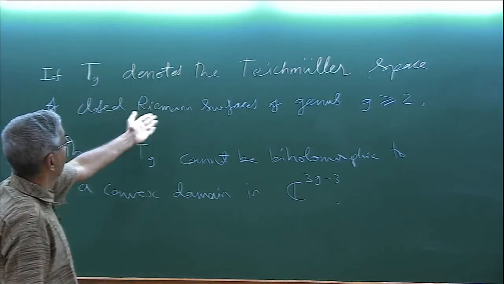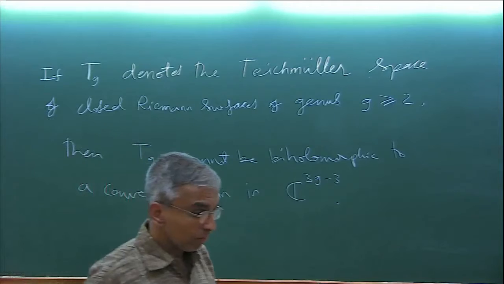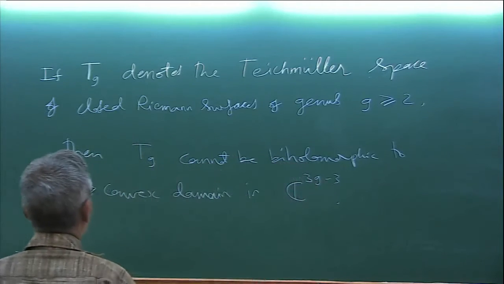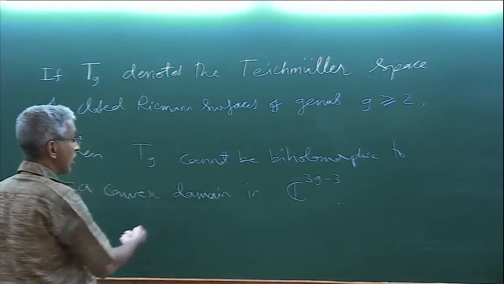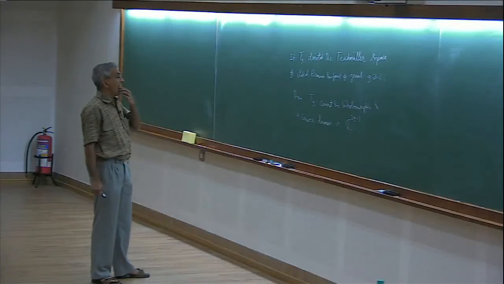I'll spend quite a bit of time, of course, first of all, explaining what these terms mean, mainly what Teichmuller space is, and then why would one even make this conjecture? So what was the context of this conjecture? That's something I'll try to explain.